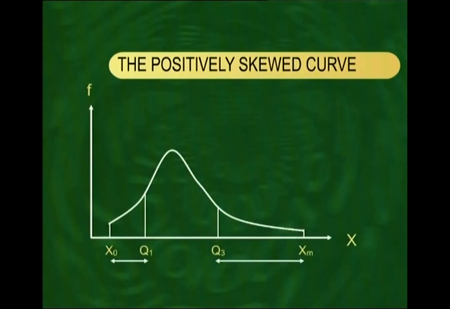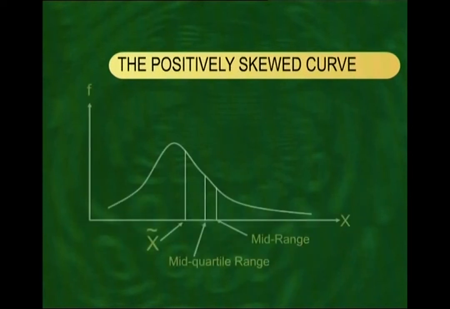On the other hand, for non-symmetric distributions, the rules that I just mentioned are no longer valid. As you now see on the screen, in case of right skewed distributions, the distance from the third quartile to Xm greatly exceeds the distance from X0 to Q1. Also, in case of a right skewed distribution, the median is less than the mid-quartile range, and the mid-quartile range is less than the mid-range. Or agar hum left skewed distribution, yani negatively skewed distribution ki baat karein, to situation jo hai, that will be just the opposite of the situation that I just mentioned for the right skewed distribution.